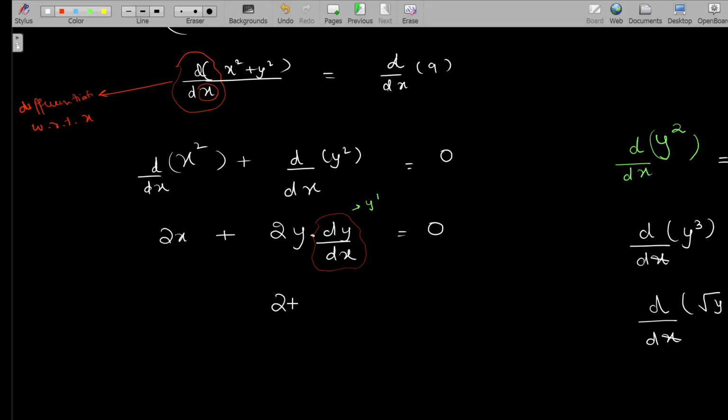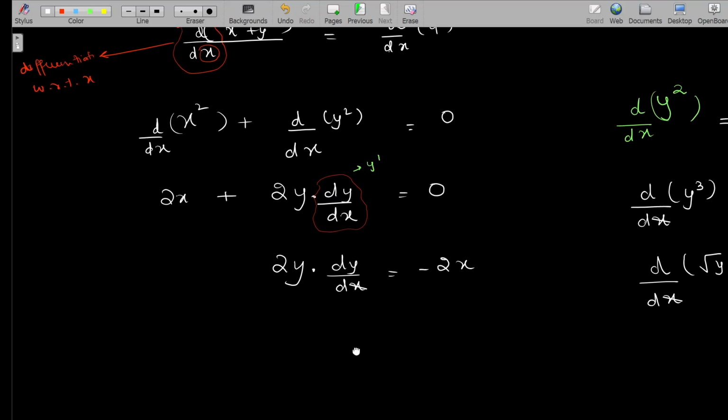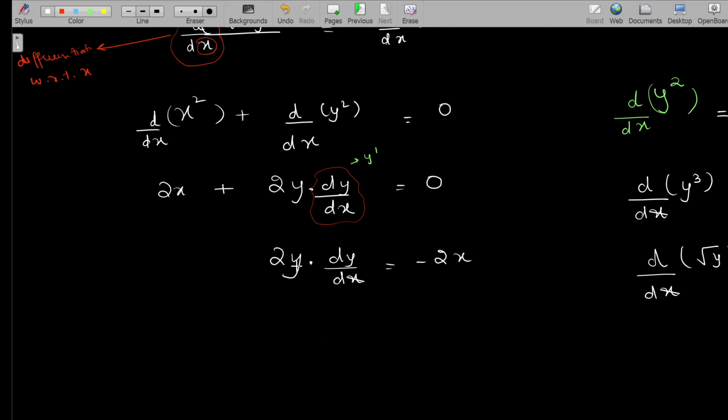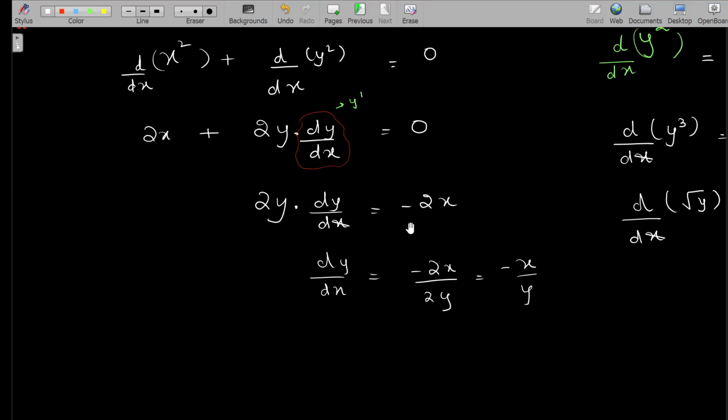Subtract 2x. Then divide by 2y. Okay, wait, so then wouldn't it just be negative 2x over 2y? Yeah, so dy over dx will be negative 2x over 2y, which will be just negative x over y.